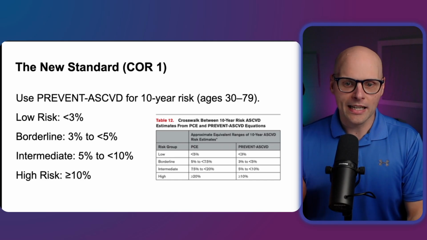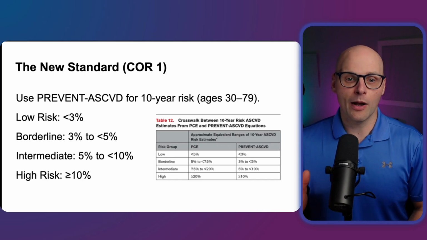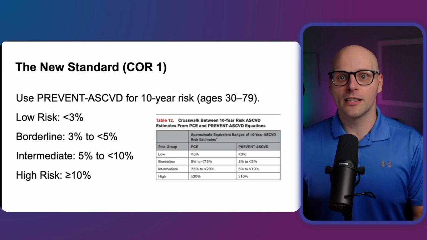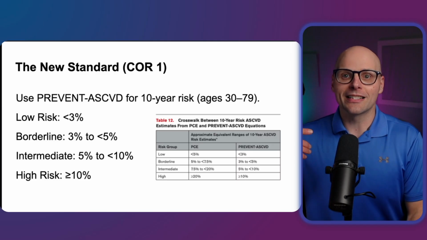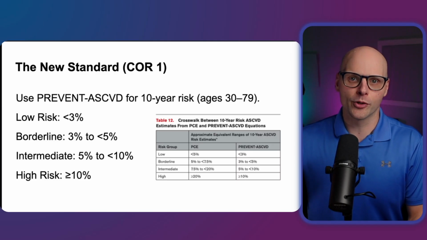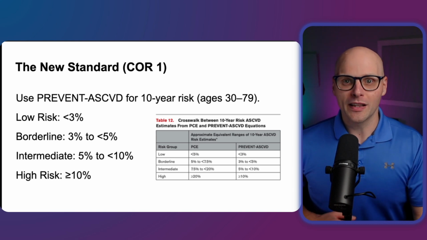So once again, this table here that we're looking at shows the percentages, meaning, hey, what are the risks that we have? And you can look here and see the new risk thresholds because the math has shifted, right? So low risk is now less than 3%. Borderline is 3 to 5, intermediate is 5 to less than 10, and high risk is anything 10 or greater. Because PREVENT estimates are once again about 40 to 50% lower than the old pooled cohort equations, these new lower thresholds actually capture a very similar group of patients that were treated under the old guidelines.